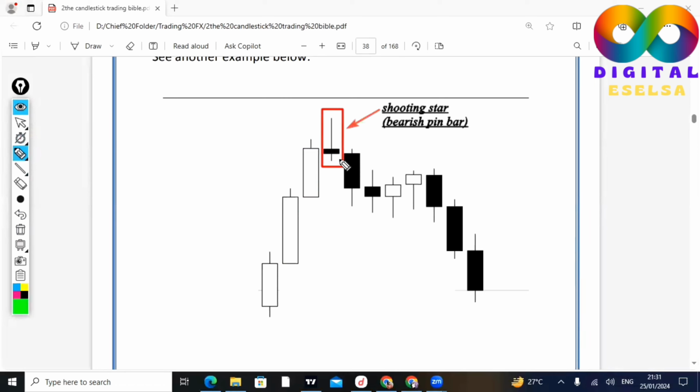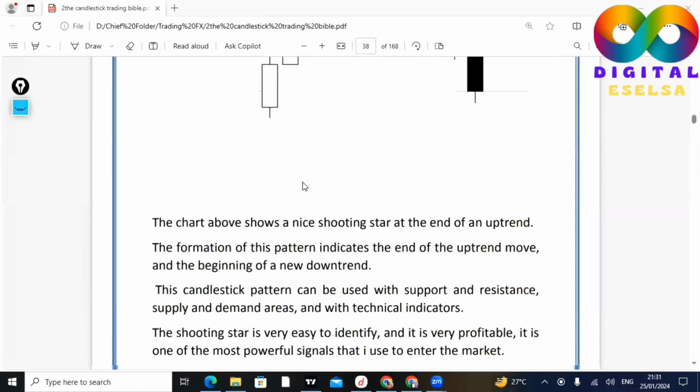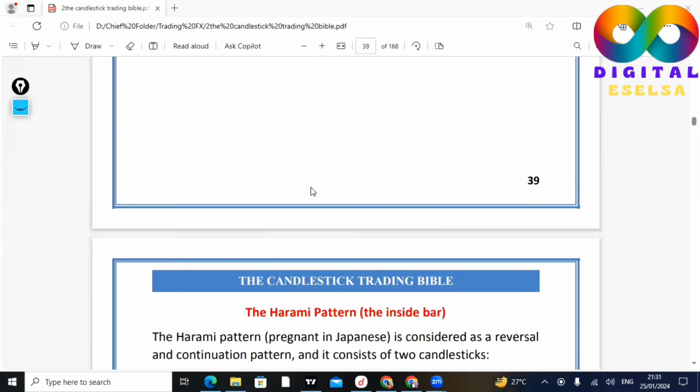It's not just that. Understand the information, the psychology behind it. Buyers want to keep on pushing price up. But the sellers came and rejected the buyers, forced buyers down, closed it this way, and then took over. So this long wick is what is important to us. That's why I told you about the wick of the candles when we started candlestick. You see how important the wick of the candle is.